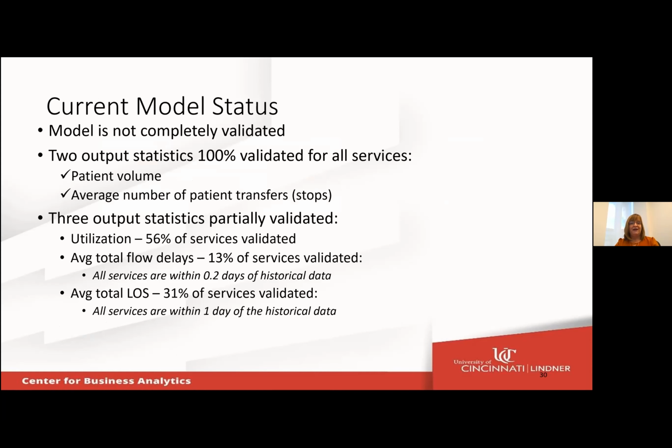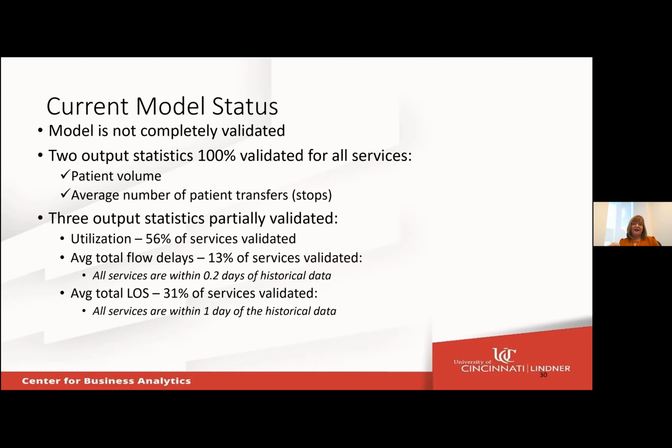Now, we're not completely validated. Again, we're going to iterate through this hopefully in another student project soon. But we were able to validate 2 output statistics at 100%. Our patient volume was great, and our average number of patient transfers or stops validated very well. 3 output statistics were partially validated. Our utilization, 56% of the services were validated. Our average flow delays, 13% of those were validated.